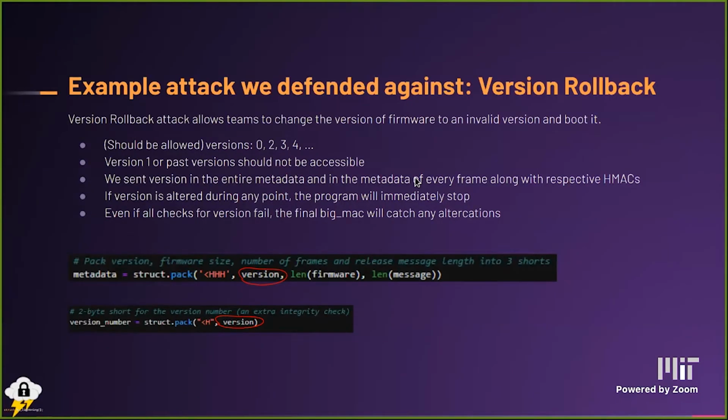Okay, so an example attack we defended against was version rollback. We wouldn't want attackers to be able to access a version older than the current version. So what we did was we packed the version into the metadata, and in every single frame, and we hash that. So we would be sure that if the version number was changed at any point, the program would be able to detect that.